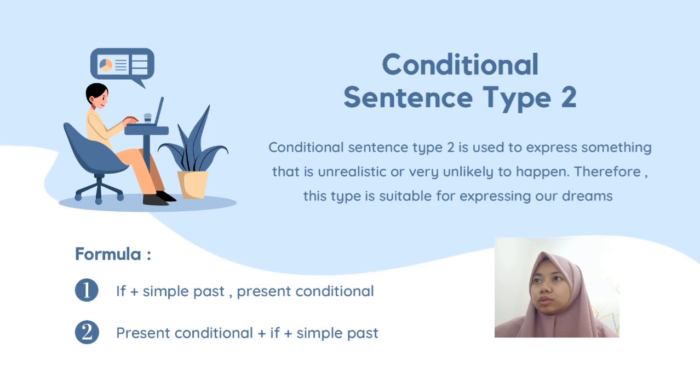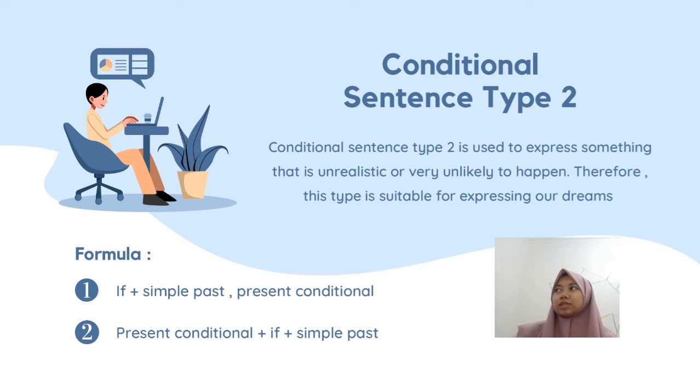Conditional sentence type 2 is used to express something that is unrealistic or very unlikely to happen. Therefore, this type is suitable for expressing our dreams. And the formula itself: if plus simple past, present conditional; or present conditional plus if plus simple past. And the key point here: unrealistic and very unlikely to happen, like impossible.